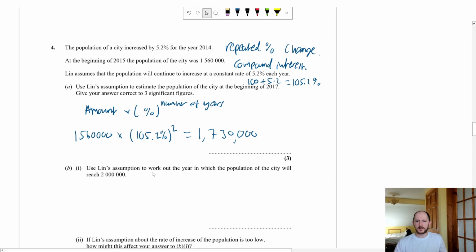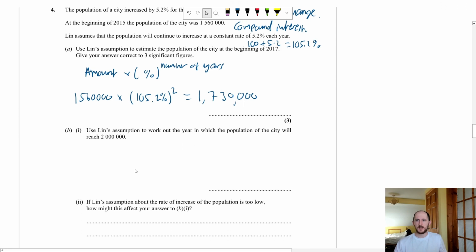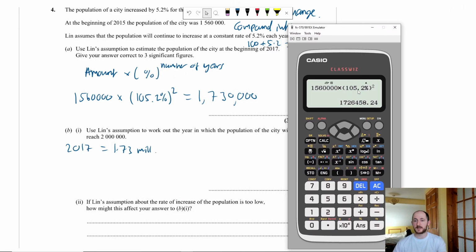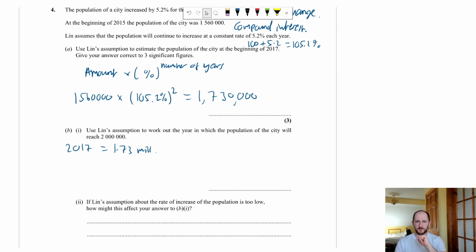Then it says, use the assumption to work out the year in which the population of the city will reach 2 million. So at the moment we have 2017 is 1.73 million. We want to keep increasing this by 105.2% and tallying how long that takes us. So what we're going to do is we're going to take our answer and we're going to increase it by 105.2%. I can't do the percent symbol, that's a shame. And every time I press equals, you're going to notice the value gets bigger. So that's one time I've done it.